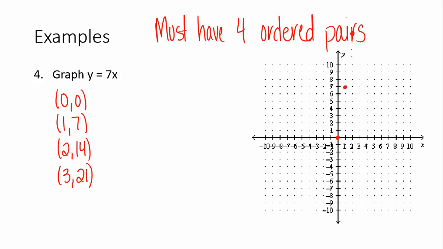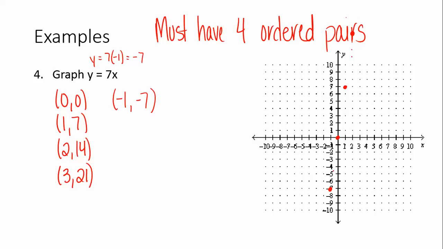Now I definitely don't have enough room to put in (3, 21), but I still need to find a 4th ordered pair. So what I'm going to use is negative 1. What happens if we plug in a negative 1 for x? We get negative 7. So here's a 5th ordered pair. We're going to use this one to graph though. So (negative 1, negative 7) is down here.